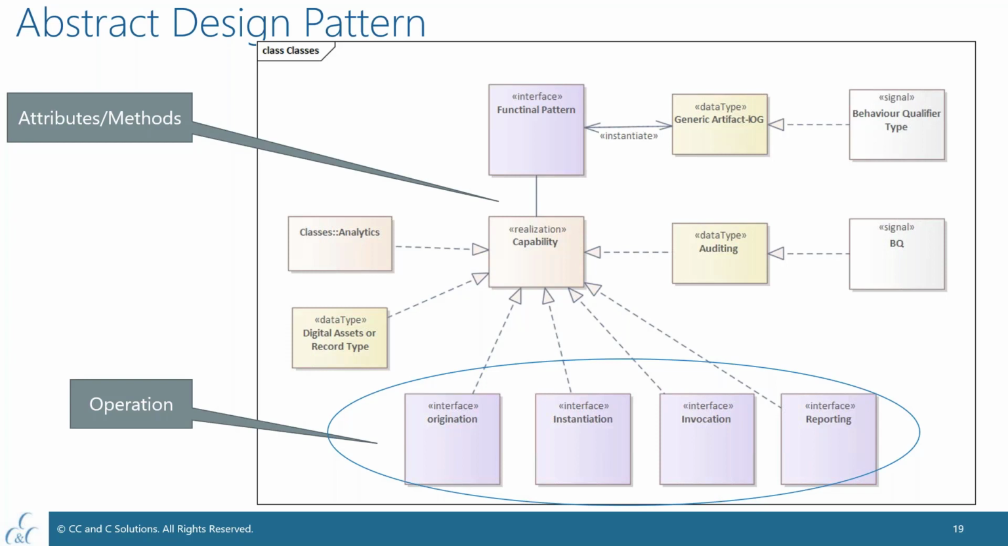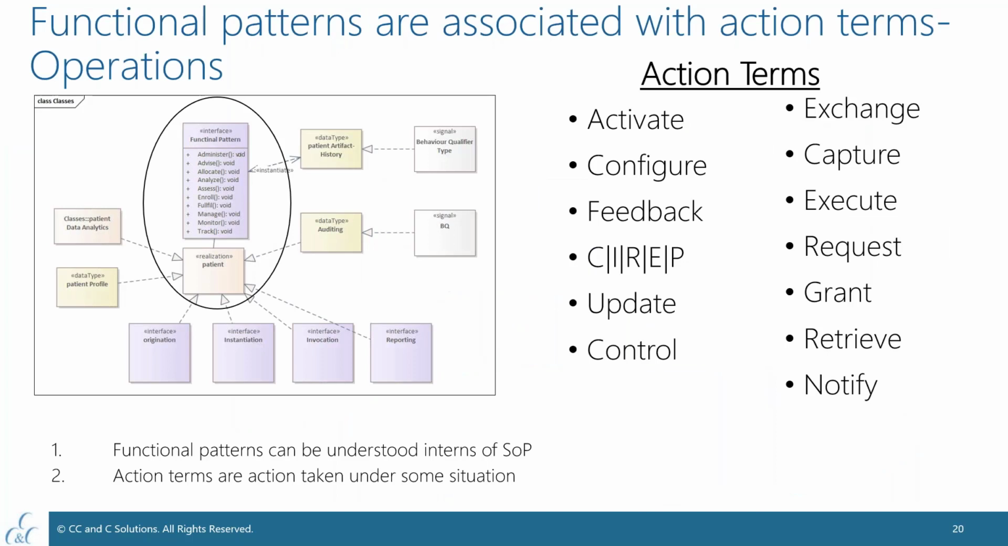Now in this design pattern, there is some specialization, generalization, and flow kind of stuff. So let us see an abstract example. If you see on the left-hand side, below, functional patterns can be understood in terms of SOP. A standard operating procedure for any pandemic or any disease, if defined by a hospital or ministry, can be created as a flow by using the methods given in functional patterns. Some methods are mentioned over here, not all, like advise, allocate, analyze, assess, enroll, and so on.